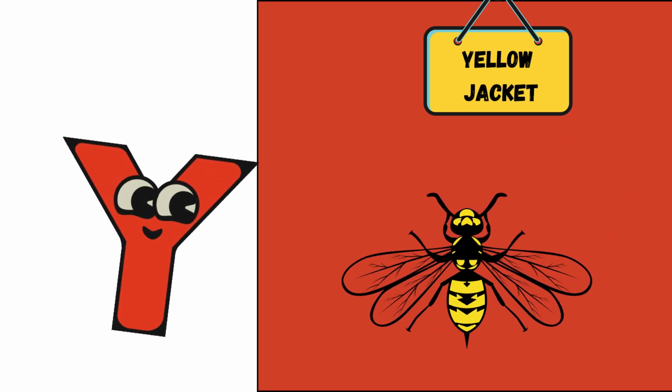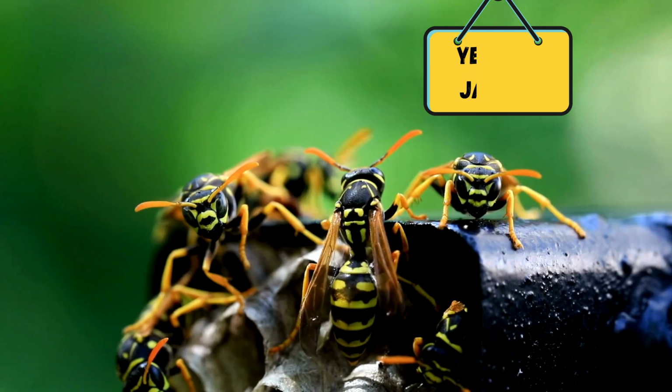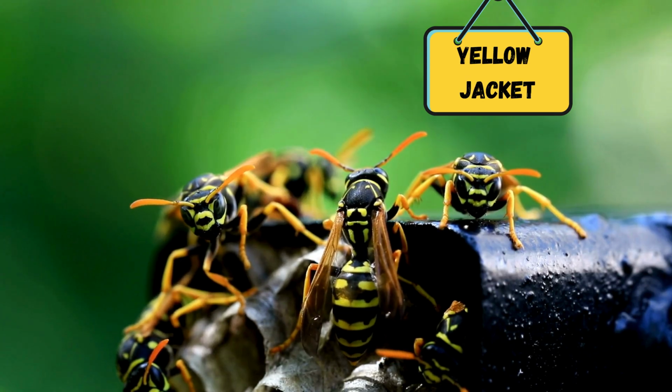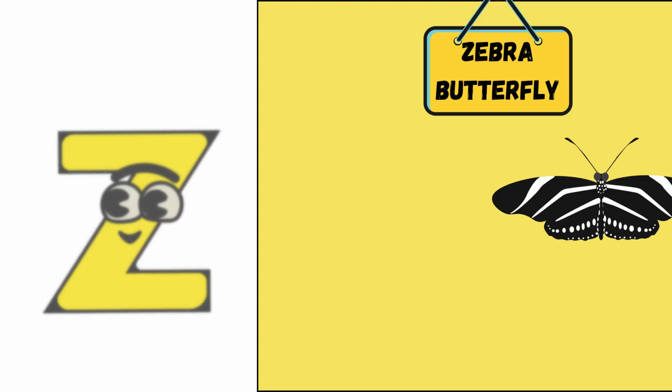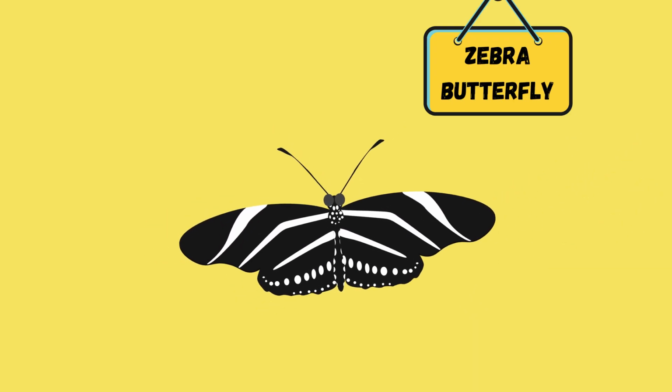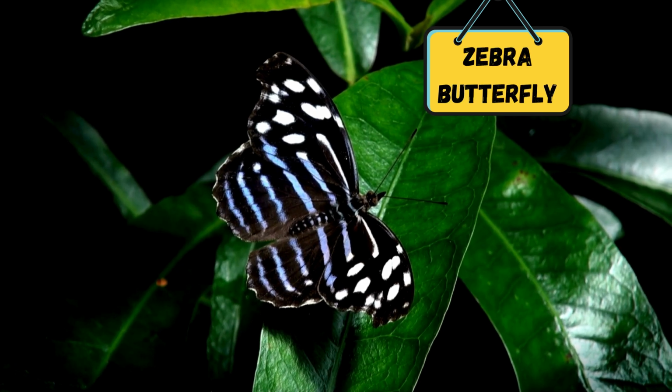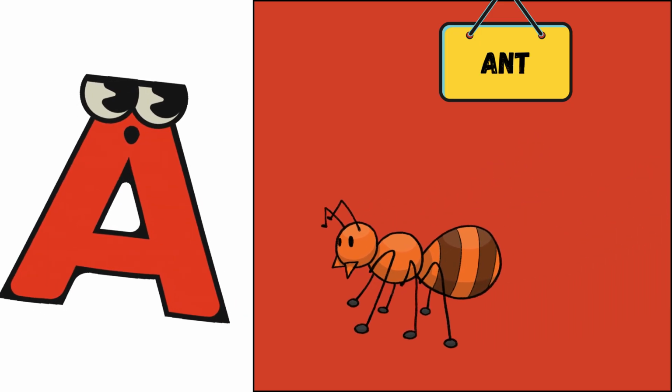Y is for yellow jacket. Z is for zebra butterfly, that's a zebra butterfly.